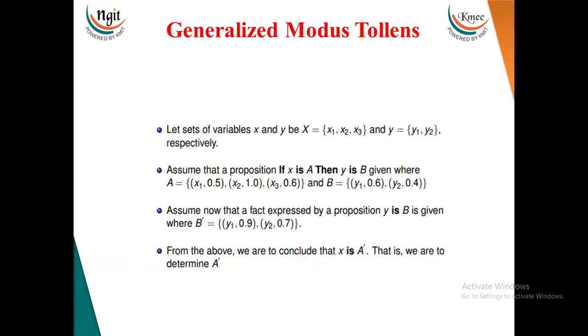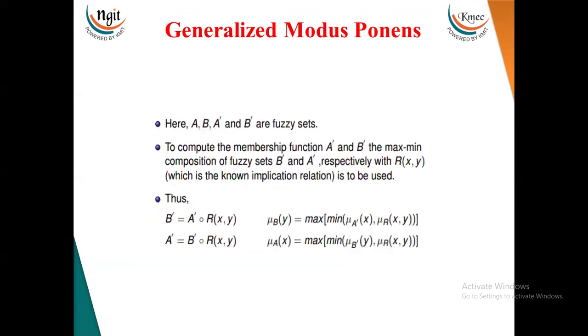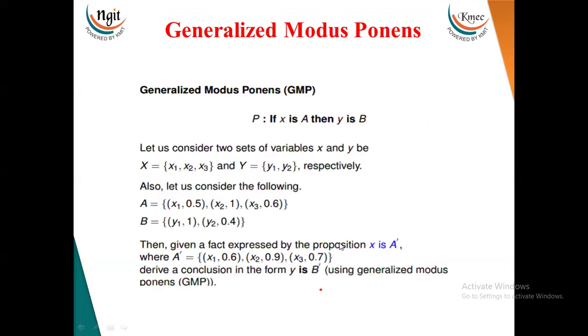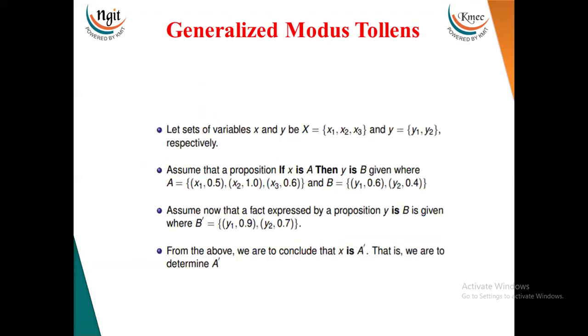So what was the formula for B dash? Yeah. So here we are going to calculate A dash. A dash equal to B dash circle R of X comma Y. Same thing. Here in place of A, you will get the B dash. Remaining everything, the procedure is the same. So same example here, we got the B dash values, generalized modus tollens.